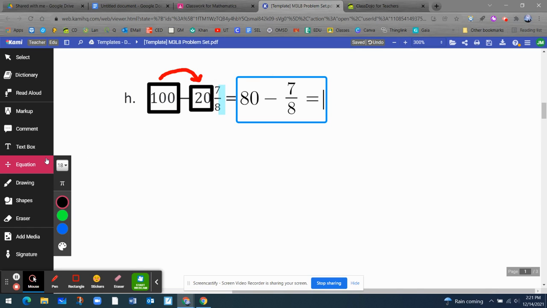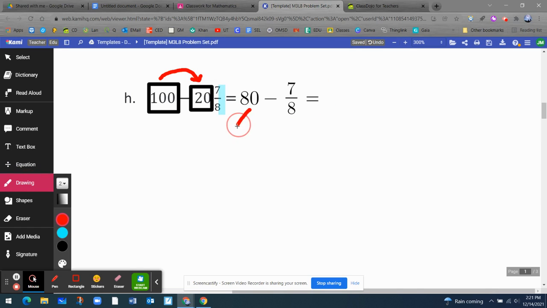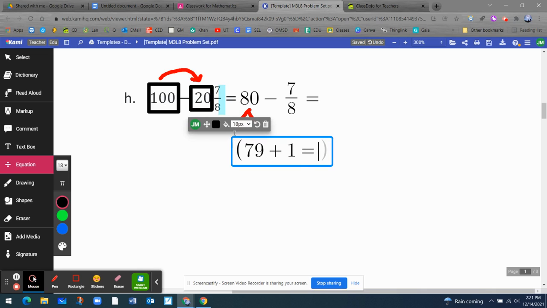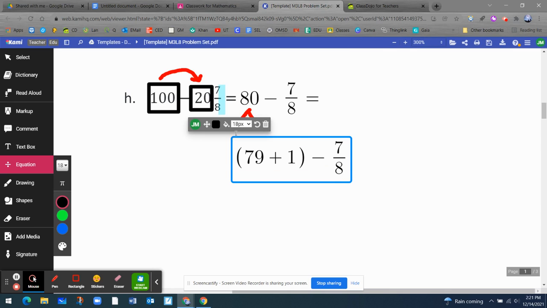So the 80, I'm going to demonstrate here on the bottom. We're going to break this down into two numbers. What are the two numbers? Well, it's 79. Let me put a parenthesis. That will be 79 plus 1 will equal 80, right? So that will be the next aspect of this, okay? Now, minus, because remember, we have not subtracted that 7/8, all right?